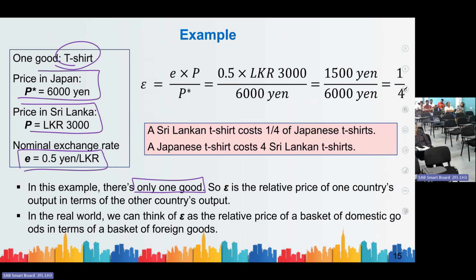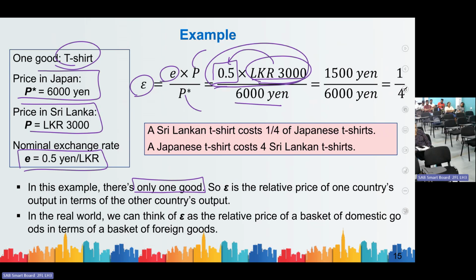What is the real exchange rate here? The formula is: real exchange rate equals the nominal exchange rate multiplied by the domestic price level divided by the foreign price level. P stands for the domestic price level, and P star stands for the foreign price level. So this is the nominal exchange rate multiplied by the local price, LKR 3,000, divided by the foreign price, 6,000 yen. It's simple. When you convert this 3,000 LKR by the exchange rate, the result is a yen amount.